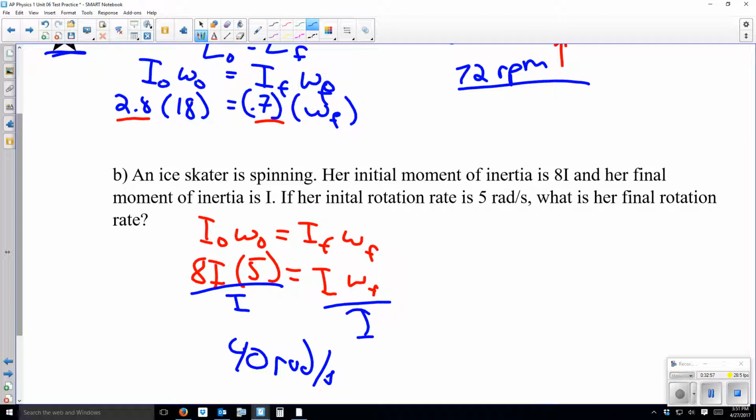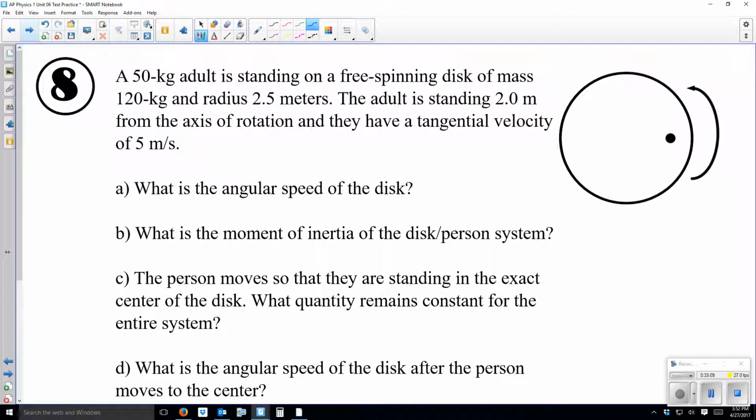Number 8, we've got a 50 kilogram adult standing on a free spinning disc, maybe like a merry-go-round, something along those lines. It's got a mass and a radius. Adult is standing at a particular place, and he has a tangential velocity of 5 meters per second as he's standing there. So it says, what is the angular speed of the disc? This problem is going to kind of take us through most of the concepts.